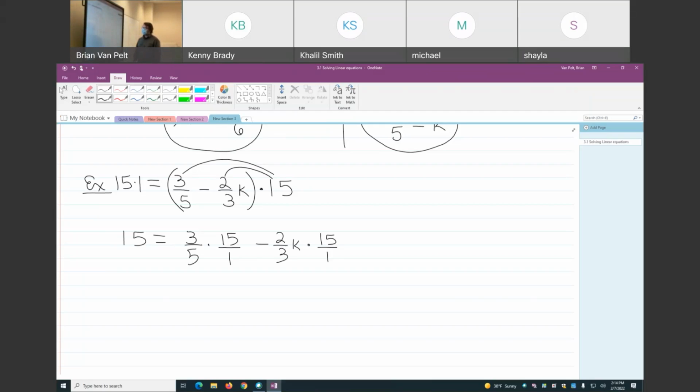What happens on the right-hand side? How many times does 5 go into 15? I get a 9 in that spot, you agree? I'll have left 3 times 3. Over here, 3 will go into the 15 5 times. What will I have left on this side? Anything else not canceled?